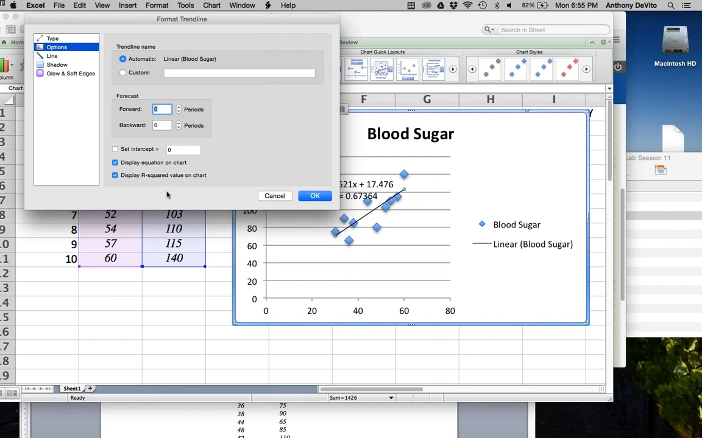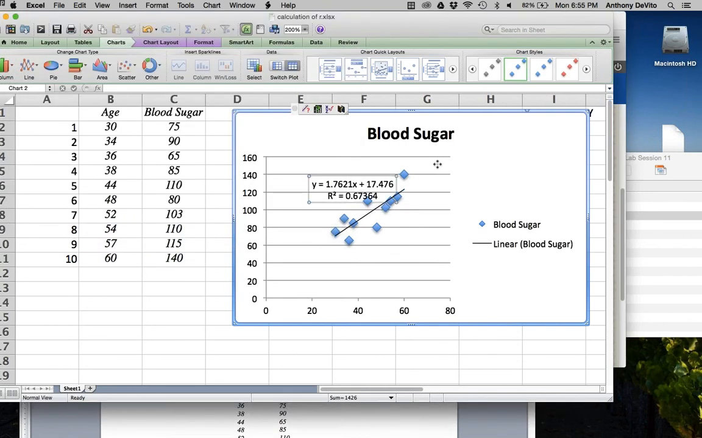We're going to get way ahead of ourselves here. We're going to display R squared, and we're going to display the line that represents this relationship. That straight line is represented by the formula y equals 1.7621, kind of precise, x plus 17.476. Y is blood sugar, X is age, so we could have just written this as blood sugar equals 1.7 times age plus 17 and a half.